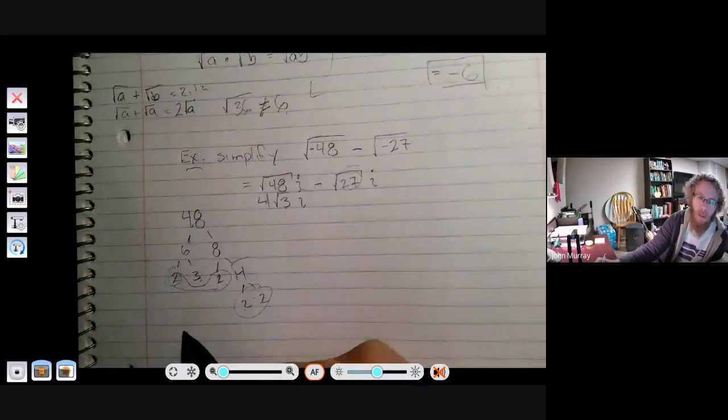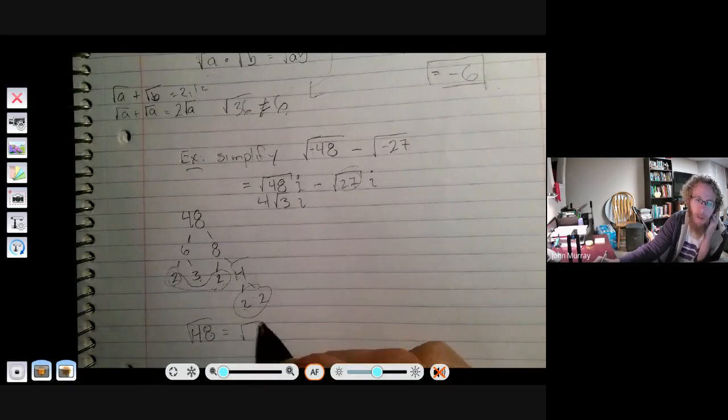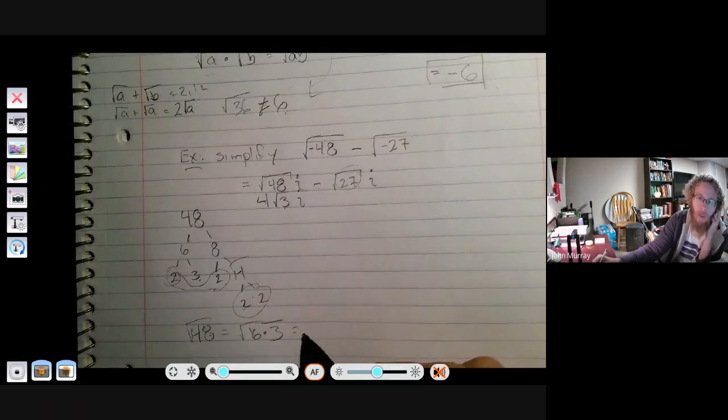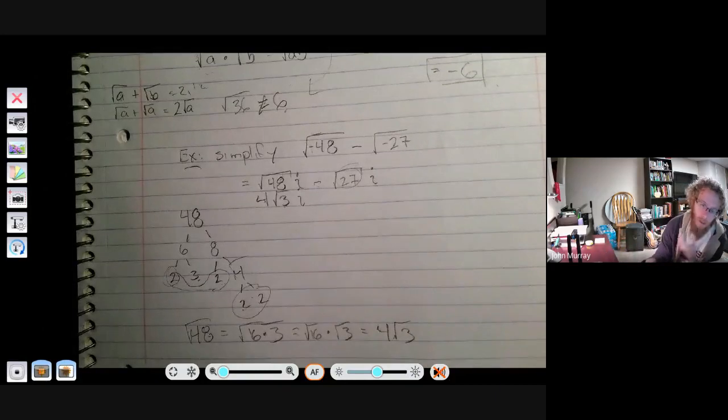Another way you can do it is find numbers that multiply that are squares, right? So the square root of 48 I can rewrite as the square root of 16 times 3. Well, the square root of 16 times the square root of 3 gives me 4 root 3. Okay, so like I said, there's many different ways that you can simplify radicals. If you have your own method, if it isn't one of these two methods, and you get the same answer, that's great.